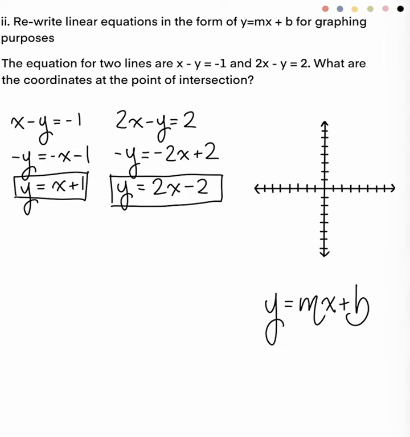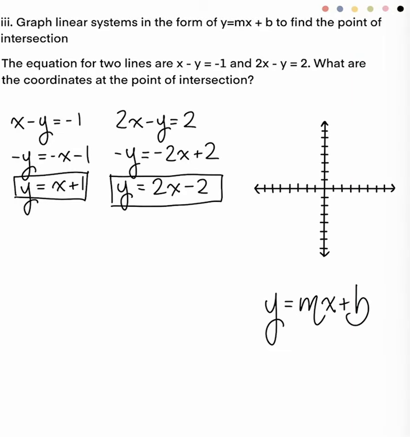So now we can move to our third learning goal, which is now graphing these linear systems, which are in the form of y equals mx plus b, to find the point of intersection. In the first example, we did graph linear systems, and we found a point of intersection, but we didn't label it. So we're going to go through that process here. Let's get some colors. Let's use yellow for this line. I'll just draw some lines underneath instead. And we'll use green for this line.